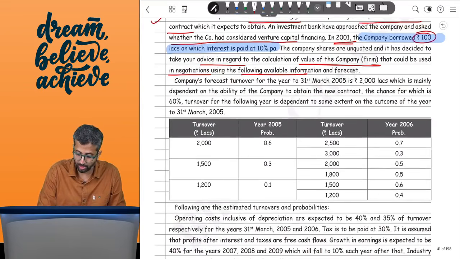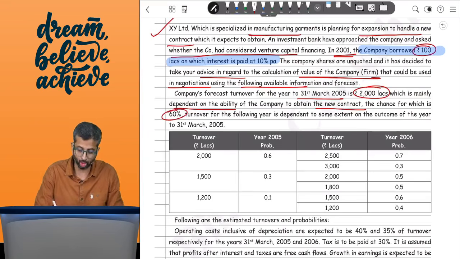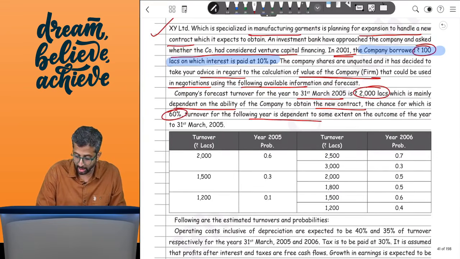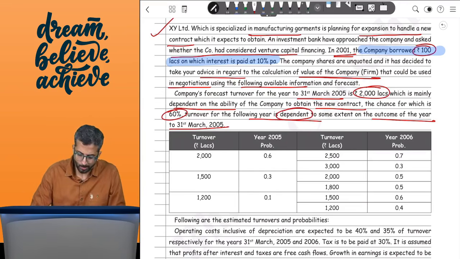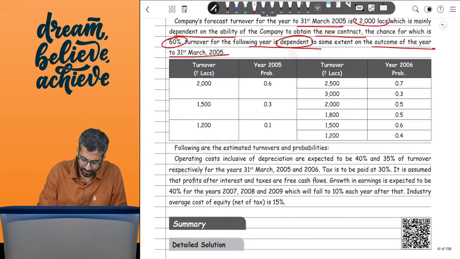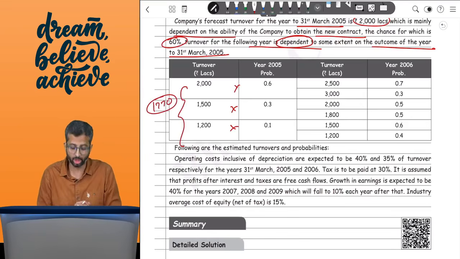Company's forecast turnover for 2005, that is the next year, is 2000, which mainly depends on the ability to get the new contract, the chance of which is 60%, which means there is a 40% chance you will not get the contract. Turnover of the following year is dependent on the outcome of the year up to 2005. So they are giving you a hint that this is a joint probability question. So the turnover of 2005 can be 2000, 1500 or 0.1. So I will take the weighted average over here, and hence this comes to, I think, 1770. That is my average turnover considering all the probabilities.